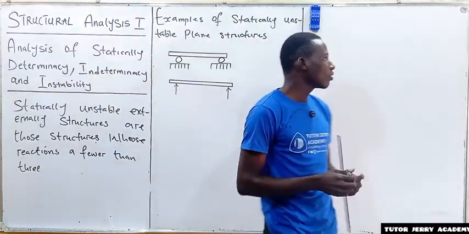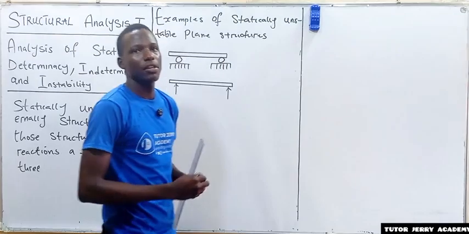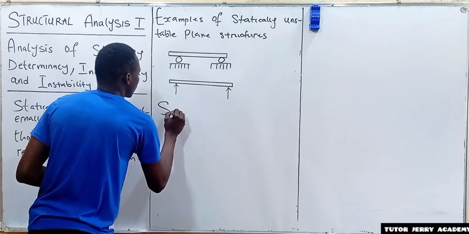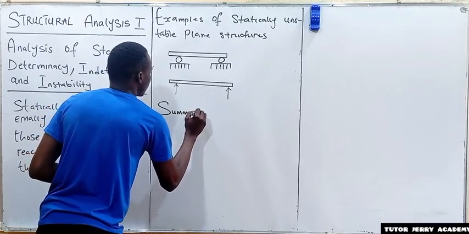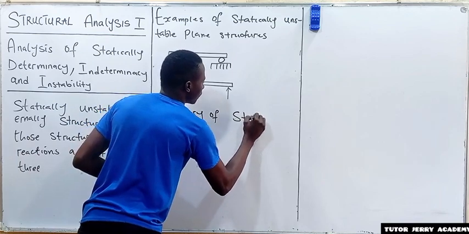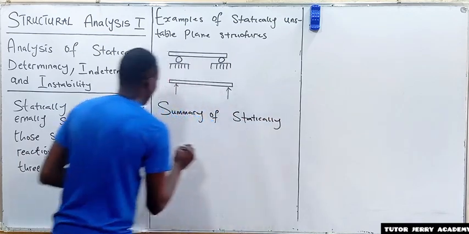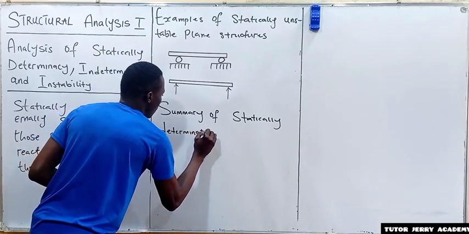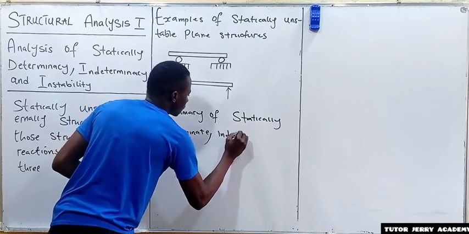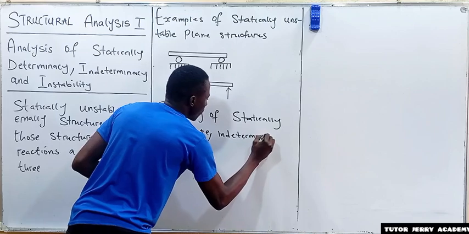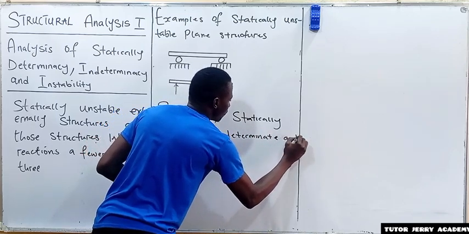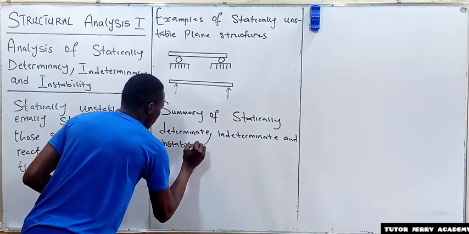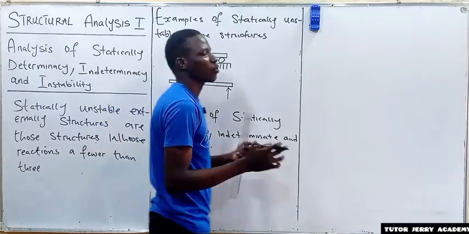All right, so this is the summary. I'm just going to write here: summary of statically determinate, indeterminate, and instability. So how do we summarize this?